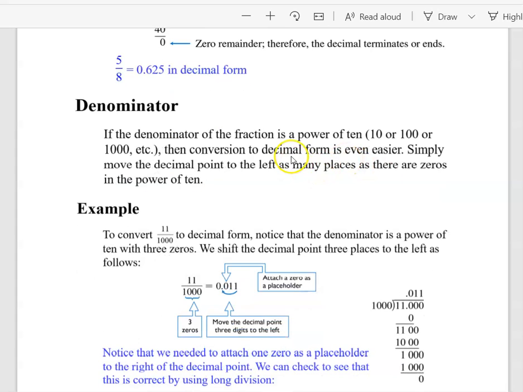If the denominator of the fraction is a power of 10 or 100 or 1000, then conversion to decimal form is even easier. Simply move the decimal point to the left as many places as there are zeros in the power of 10. So we've got 11 over 1000, and you can see that we have 1, 2, 3 zeros, and so we needed to have 3 decimal places. So we've got 1, 2, 3 numbers in the decimal place.